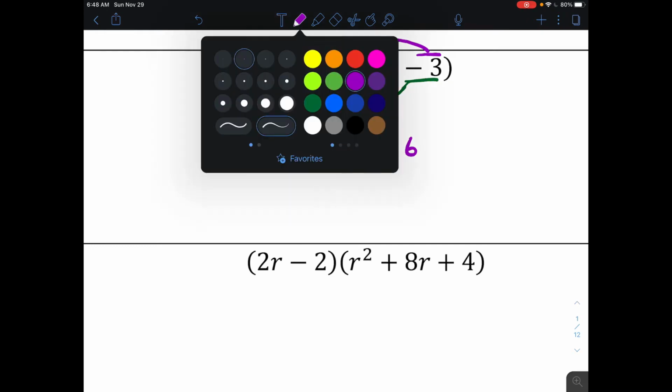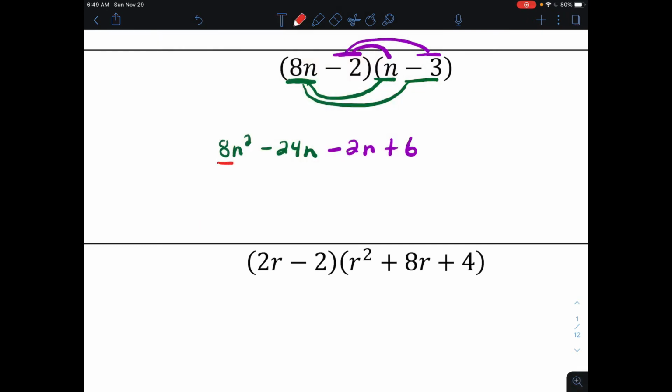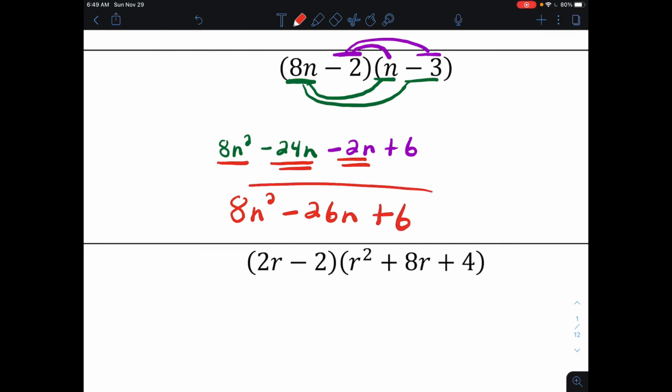Now we go through and we combine our like terms. So there's no n squareds other than that 8n squared. So I have 8n squareds. And then negative 24n minus 2n makes negative 26n's. And then we can bring down the 6. And this is our final answer.